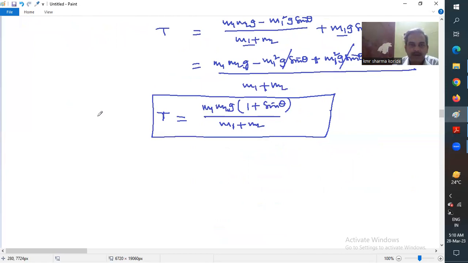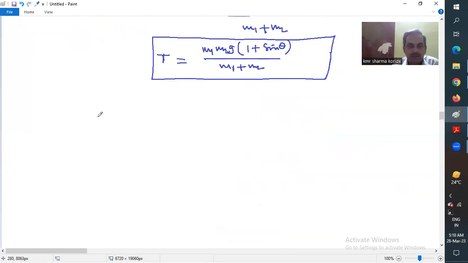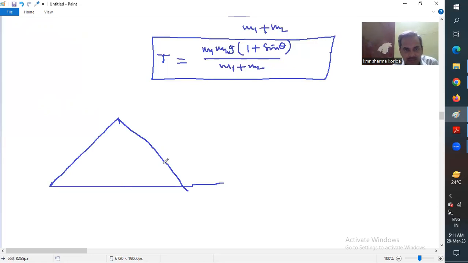Even you can expect two blocks moving on inclined planes. Inclined planes are given on two sides. Therefore, like this. So this is the inclined plane on one side. This is the inclined plane on the other side. So this is the horizontal plane surface connecting the two side inclined planes.